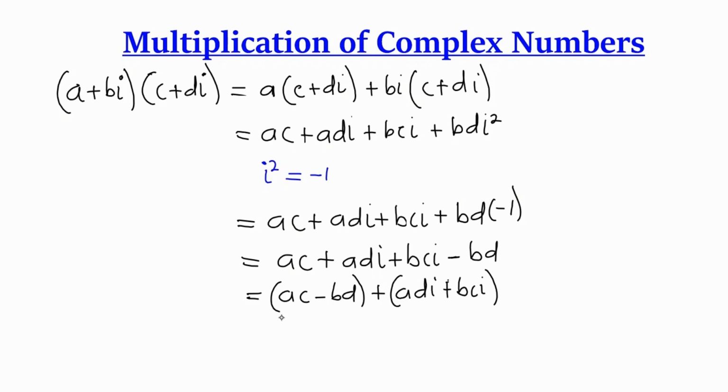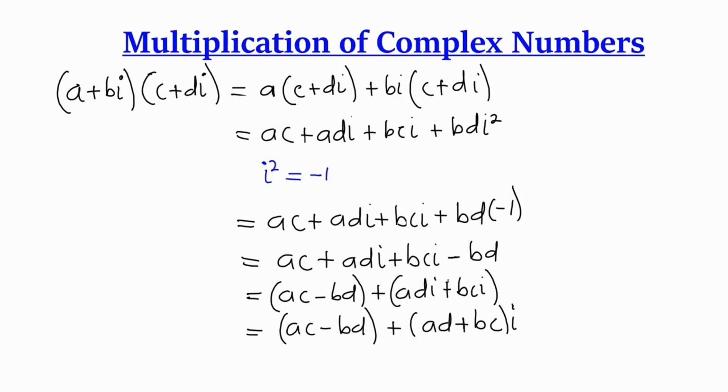Putting these into one parenthesis, we can factorize the i out, plus (ad plus bc) i. So this is what we have. It communicates to us that whenever we multiply two complex numbers following this procedure, our final answer must be of this form.